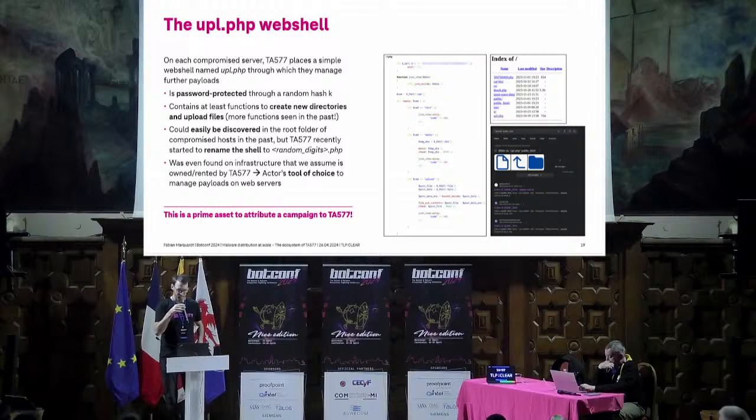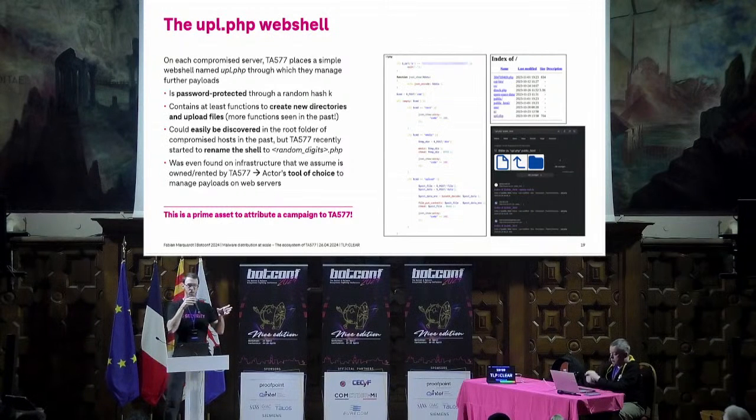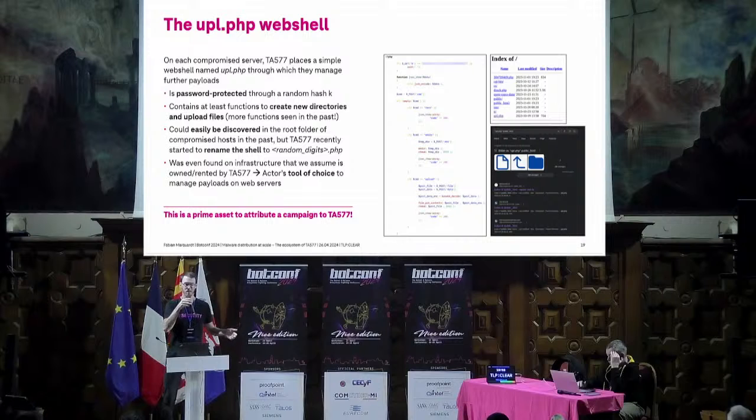and if you don't know it, you cannot use the web shell. In the past, it could be easily discovered by taking the root URL or root domain of the web server and appending /upl.php, and if it was there, that was basically a prime indicator to say, okay, TA577 is running some campaigns on this server.